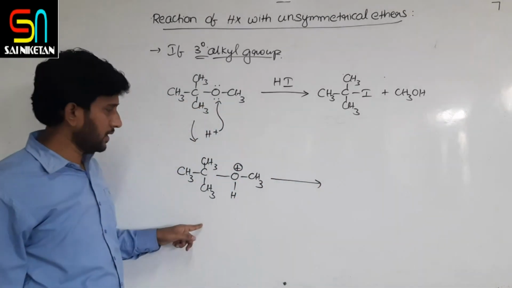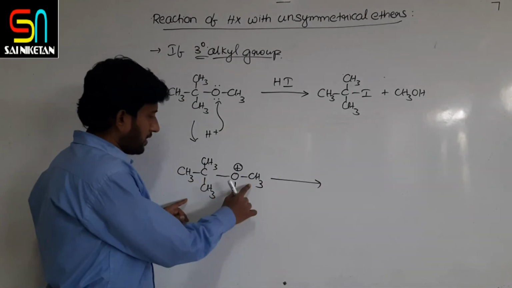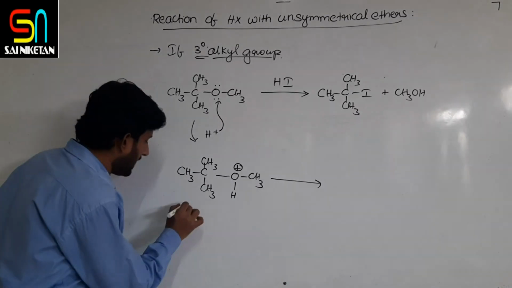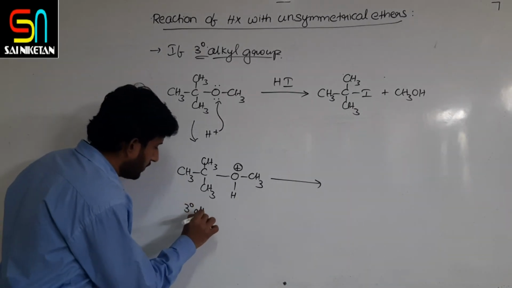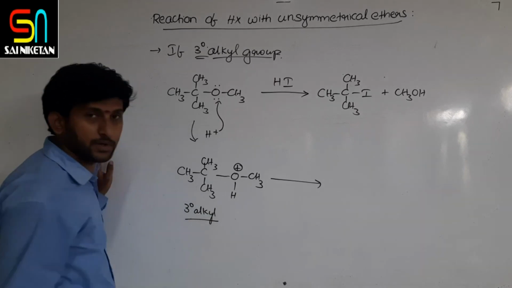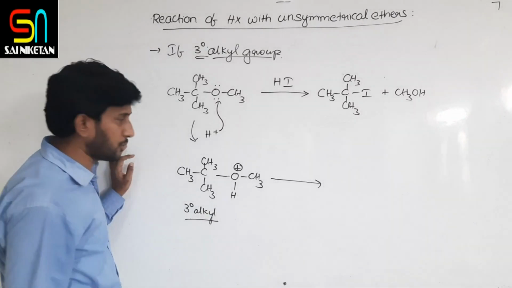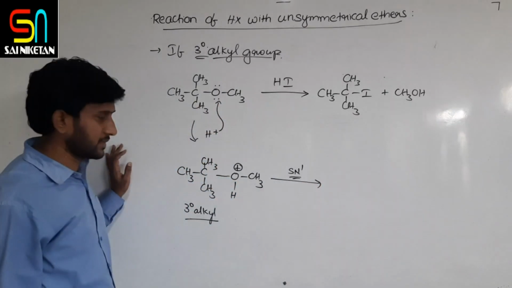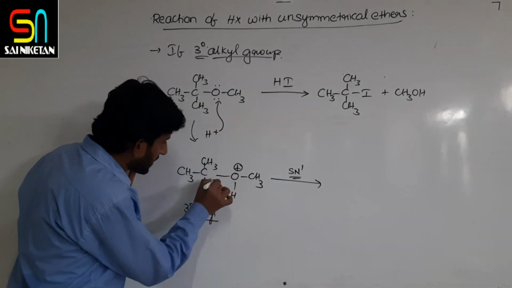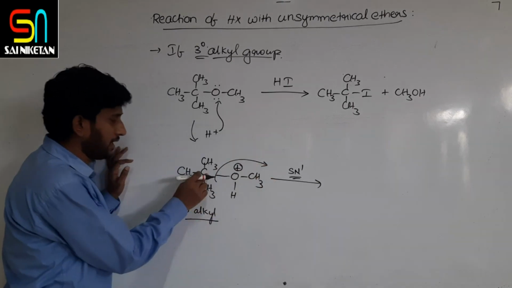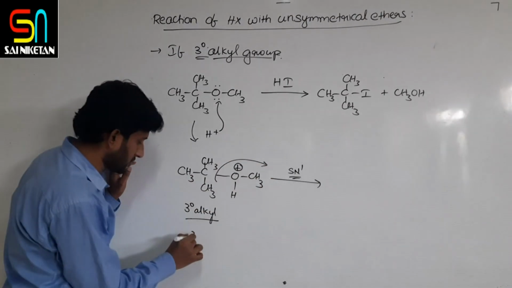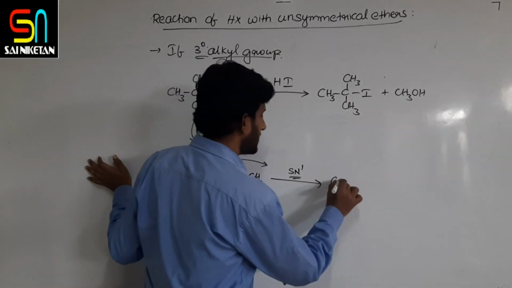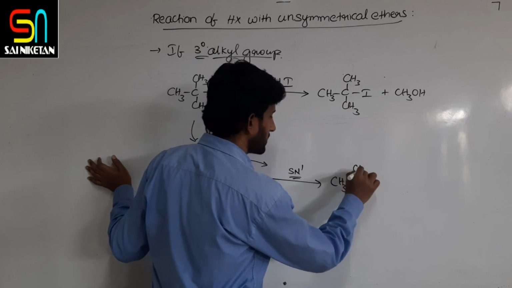After this step, here one alkyl group is there, here a tertiary alkyl group is there. What happens is, if there is a tertiary alkyl group, then the reaction will undergo the SN1 mechanism. That is, this part is eliminated now and you get a tertiary carbocation. So the tertiary carbocation is more stable. So first the tertiary carbocation is formed in this.